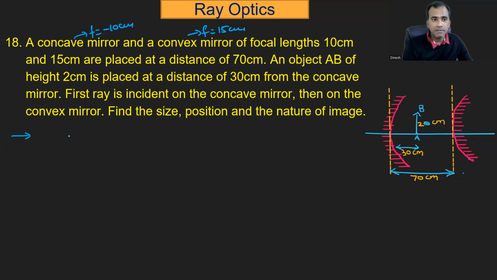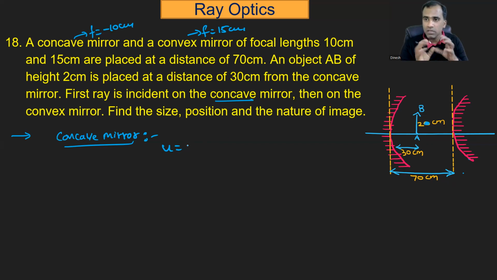Fine. So let us deal with the concave mirror first, because they're saying the first ray is incident on concave. So what is the object distance? Can you tell me? They said that it is 30. So should we take it as plus 30 or minus 30? If you understand carefully, all the confusions will be over. Is it plus 30 or minus 30?